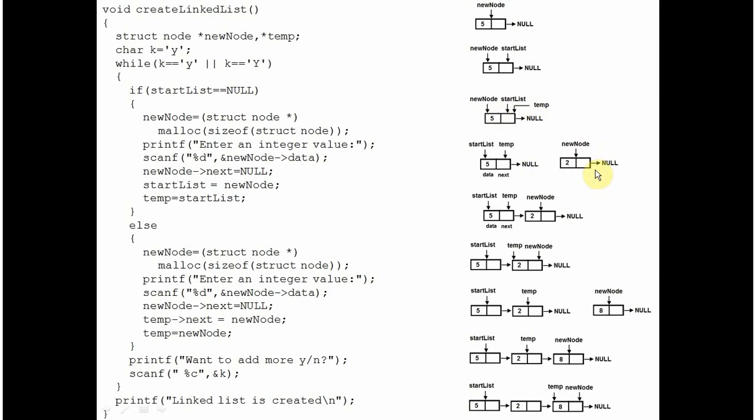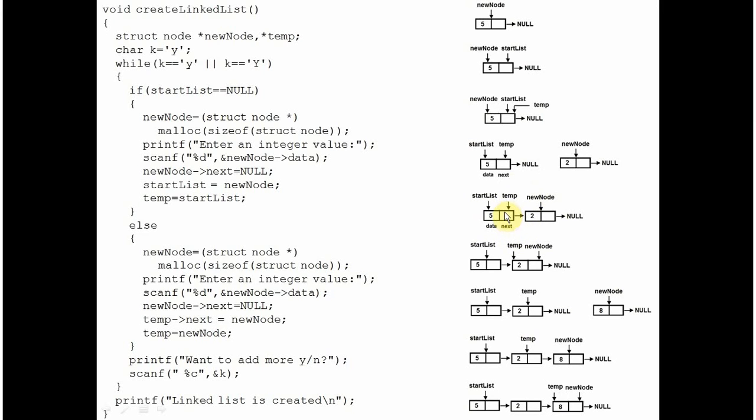Thereafter, you will ask the user, do you want to add more? Suppose the user enters yes. You will allocate the memory for the new node. Then the new node pointer will not point at this structure. It will point at the new node. You will ask the user to enter the value for this new node. Suppose the user enters 2, which will be assigned to the data member of this structure. After that, you will ask the next pointer of temp to point at this new node to connect them. So this next pointer is pointing at the new node. So these 2 nodes are connected.